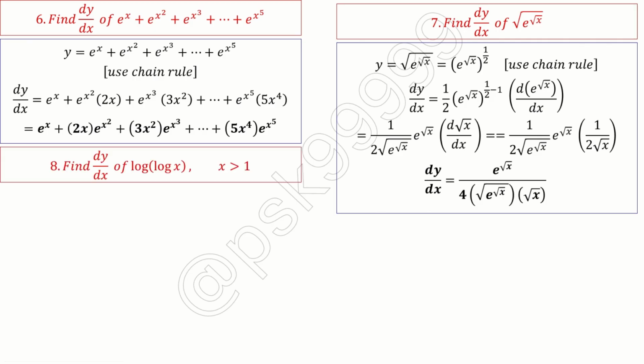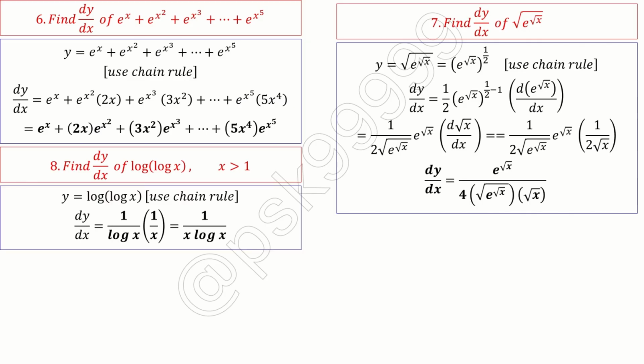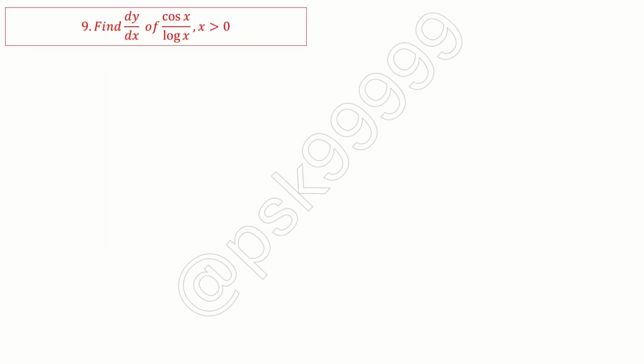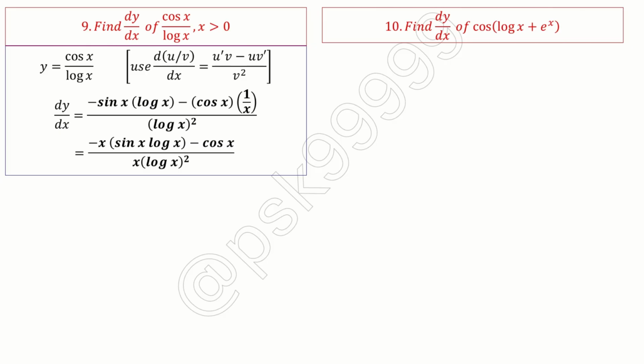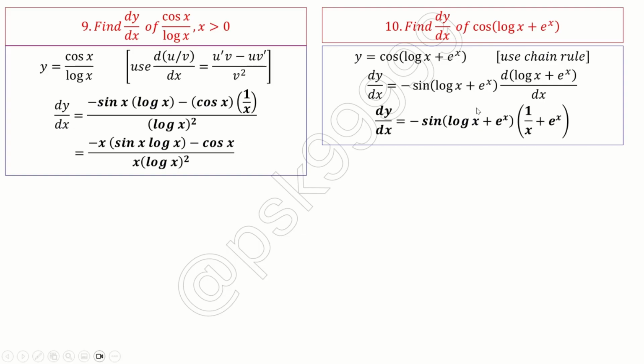Log of log x. We know the differentiation of log x is 1 by x. So log of log x gives 1 by log x, and log x differentiation is 1 by x. So 1 by x log x. Next, cos x by log x, you can apply the u by v rule. Very simple. Then dy by dx of cos of log x plus e to the power of x, you can apply chain rule. Cos is minus sine of log x plus e to the power of x, and then differentiation of this one is 1 by x plus e to the power of x. So this is the answer here.